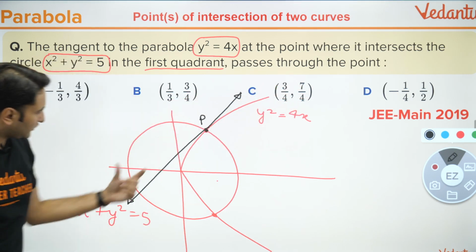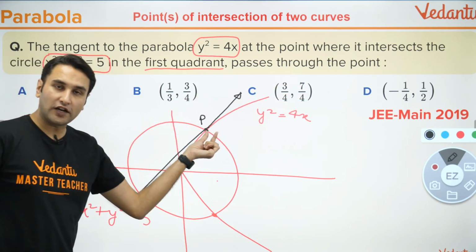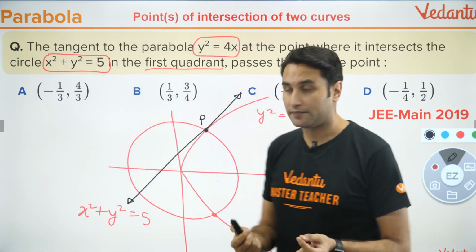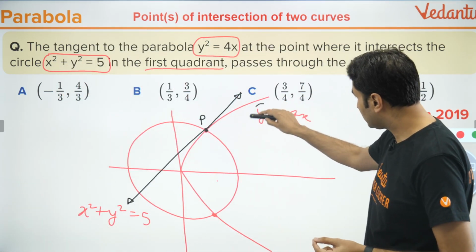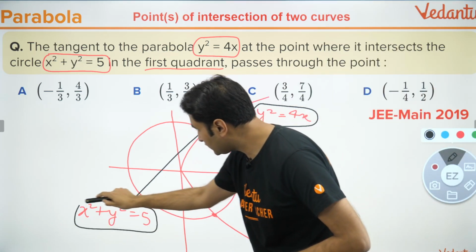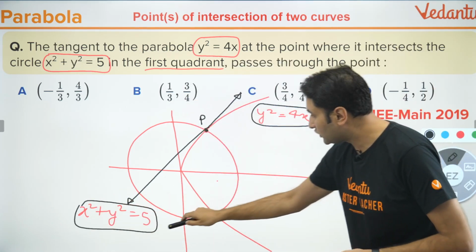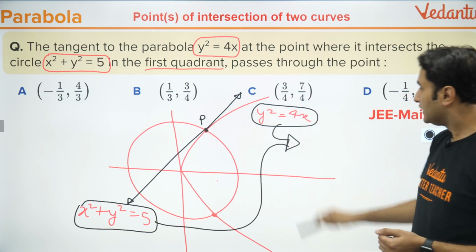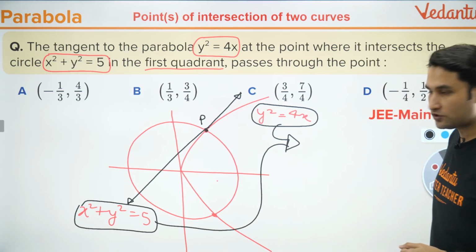This is the curve, this is the curve. Can you find out the point P बच्चों? That is solving the two equations together. क्या करेंगे? We will take this equation and we will take this equation and let's solve them together to find out the point of intersection. कैसे? Let's solve them together. कैसे solve करेंगे?